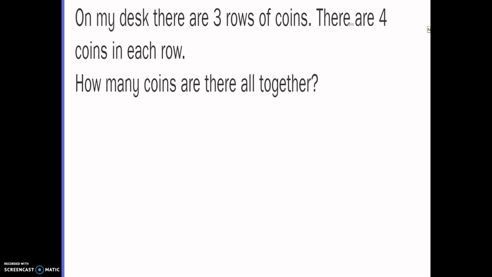On my desk, there are 3 rows of coins. There are 4 coins in each row. How many coins are there altogether? Well, 3 rows with 4 in each row. 1, 2, 3, 4, three times. Write our number models. We could go 4 plus 4 plus 4. That equals 12. Or 3 times 4, which means 3 groups of 4, that equals 12.